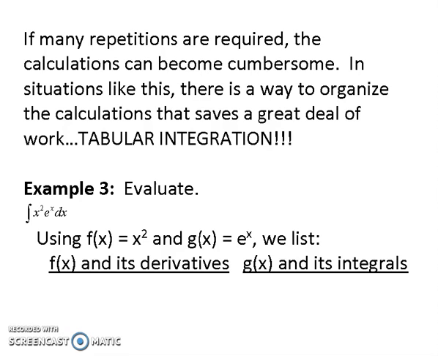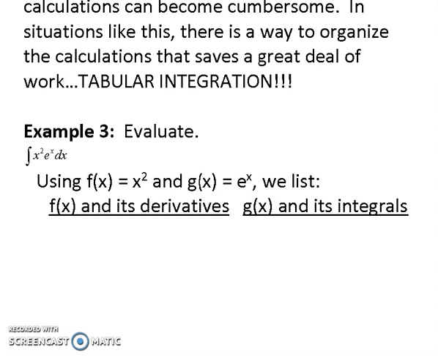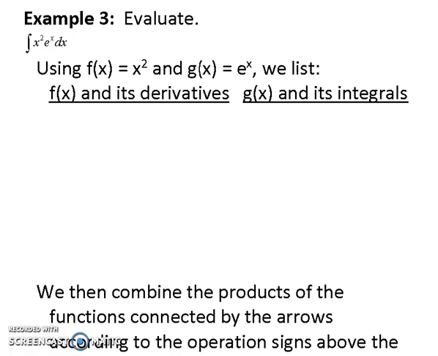So sometimes you can use a method that's known as tabular integration. It's still the integration by parts process, but it's much simpler. But it can't always be used. It can only be used if one of the two functions being multiplied within your integral is eventually going to work its way down to a derivative of 0. So that's only going to happen with polynomial functions, like an x squared, for example.